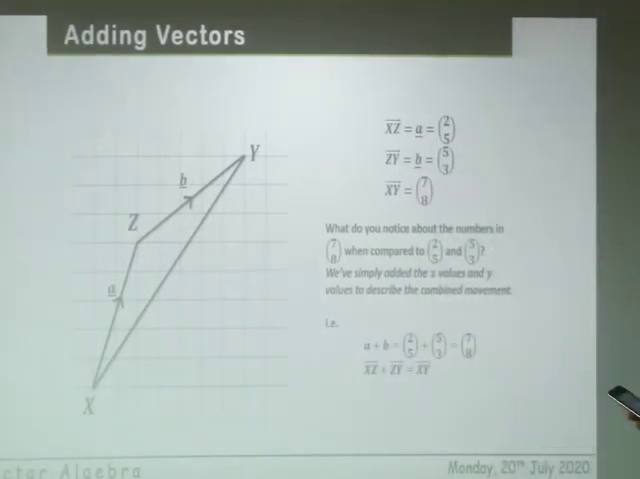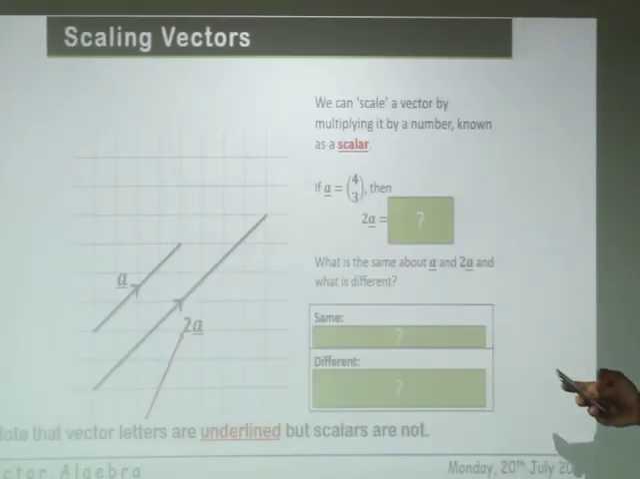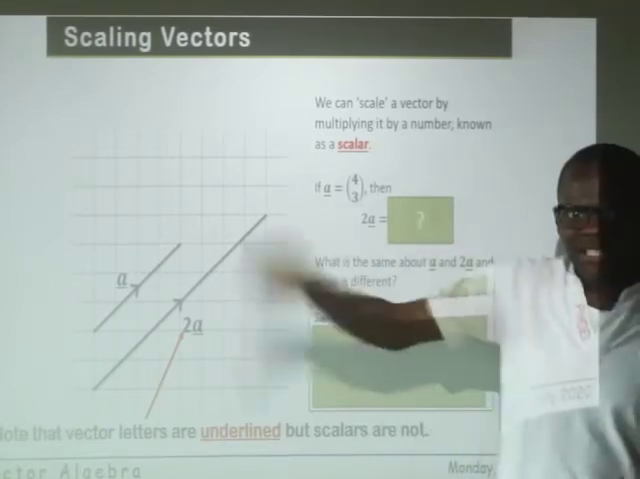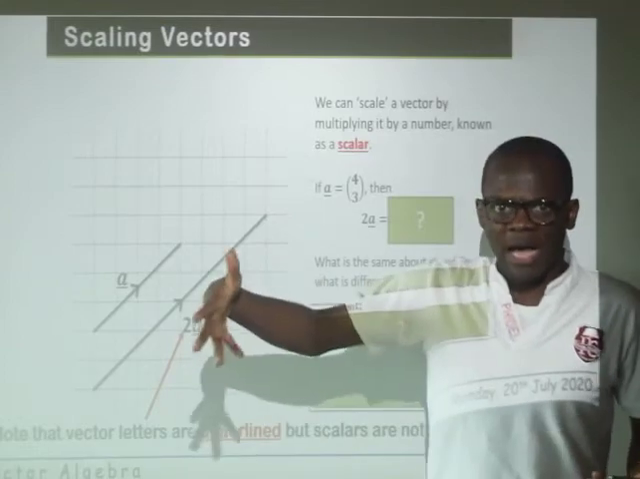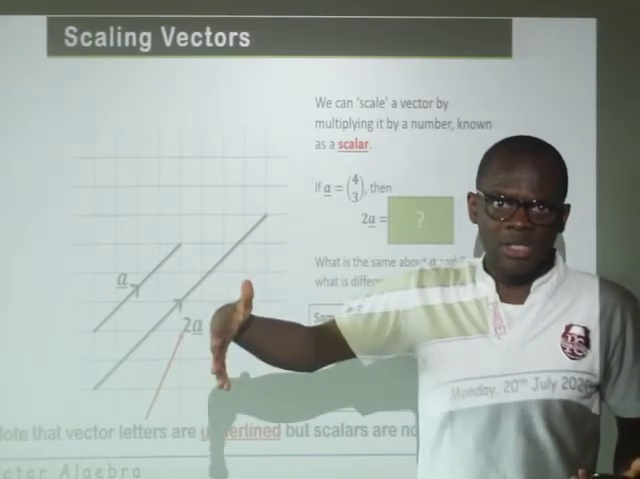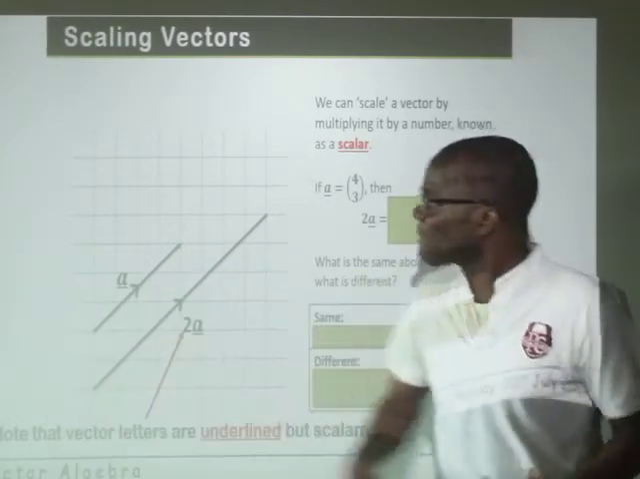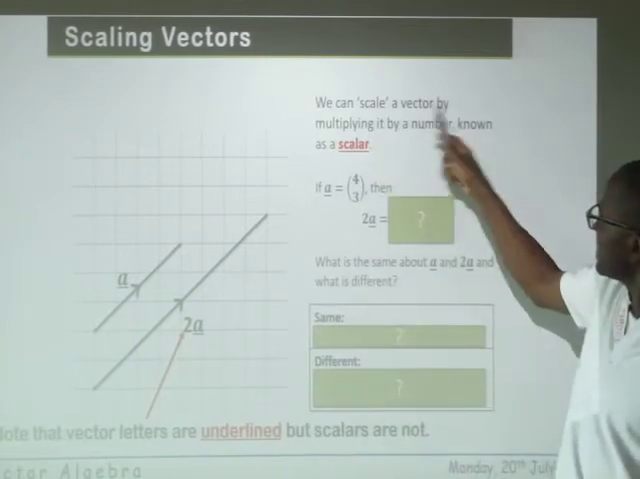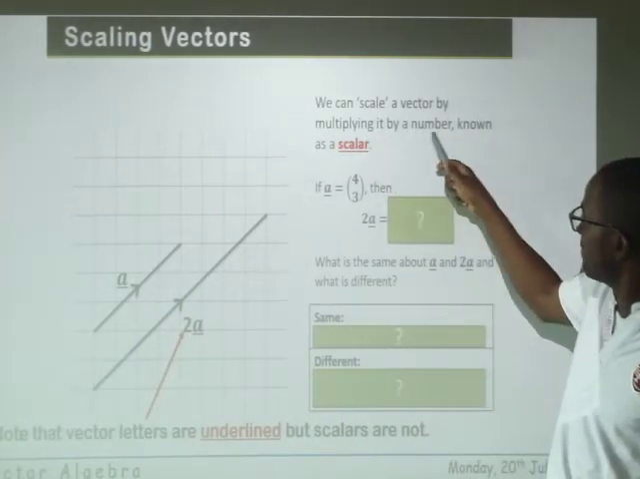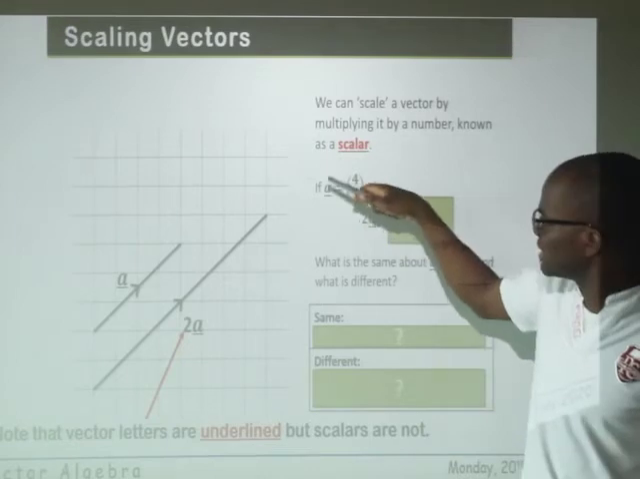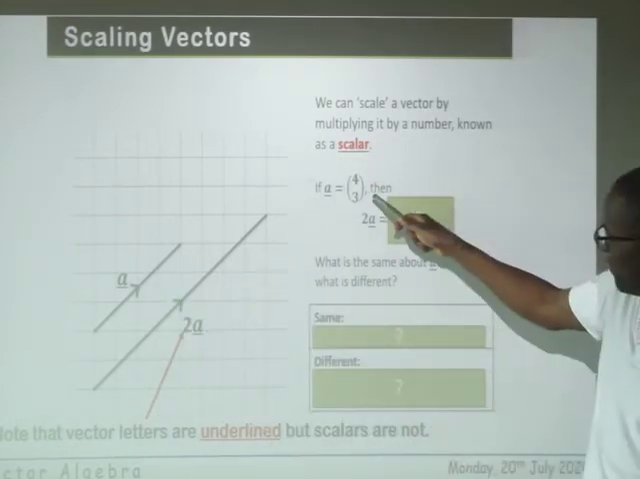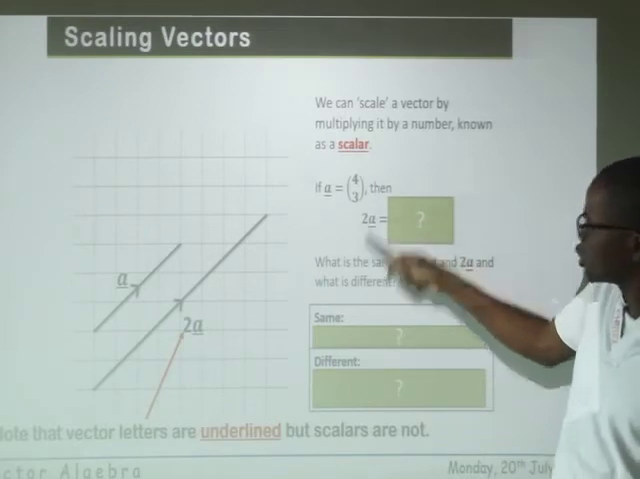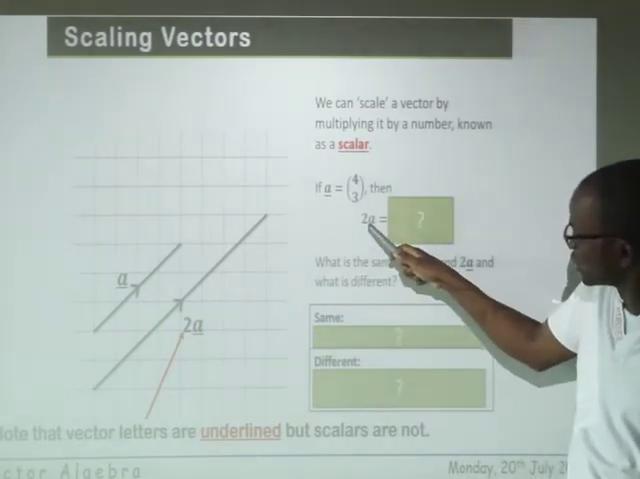Let's move on to the next slide. Now, scaling vectors. When I say scaling vectors, all I simply mean is when you multiply a vector by a number to get another vector. So we can scale a vector by multiplying it by a number. That number is what we call the scalar. So if you have the vector A, which is (4, 3), and then you have 2A, the scalar here is 2.